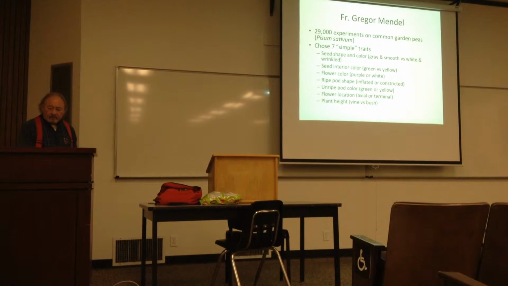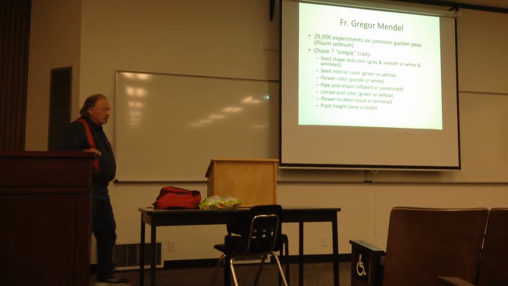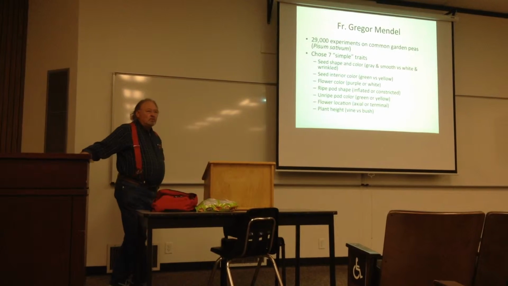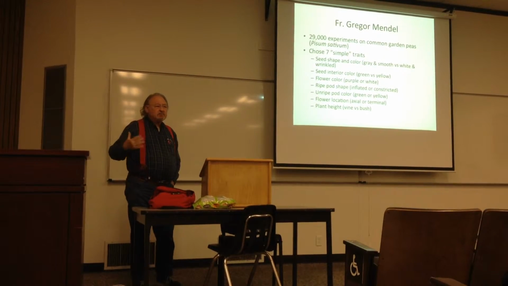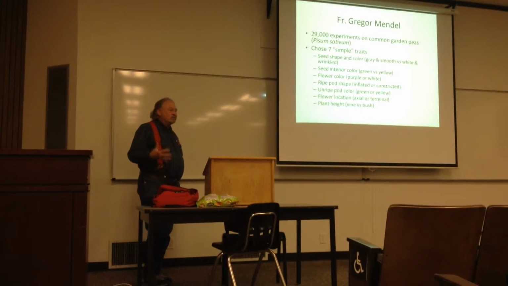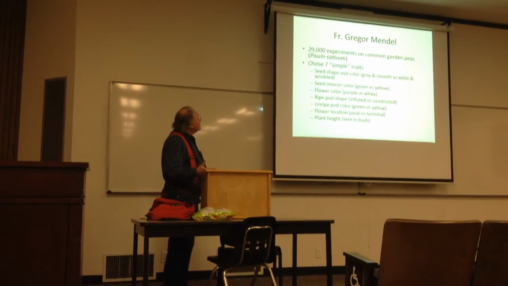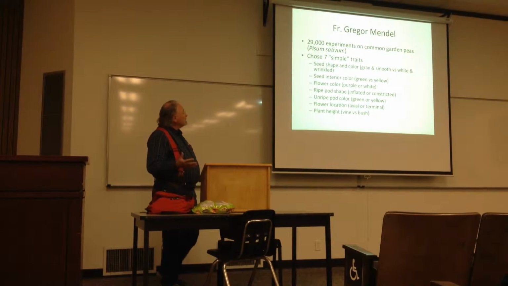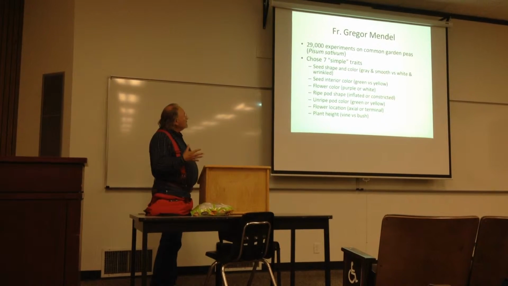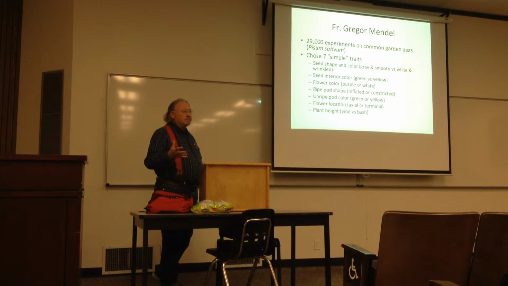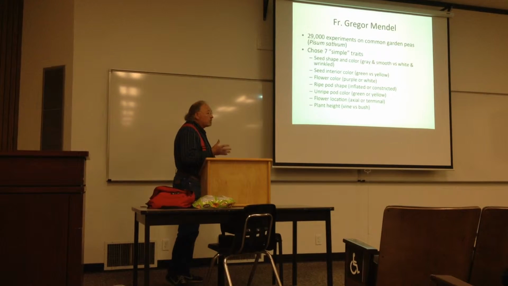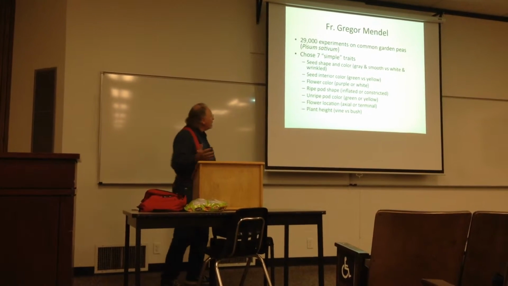Well, Mendel decided to ask simple questions. And this is the smart way to do science, to ask simple questions. And he did that. He did 29,000 experiments on common garden peas. He chose 7 simple traits, and these were either-or traits.